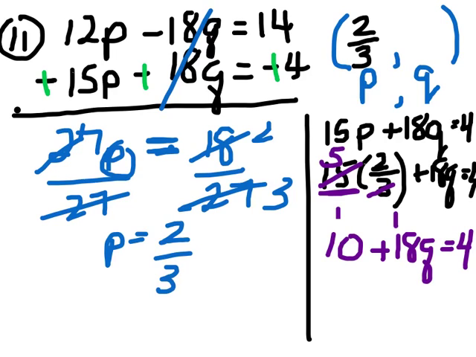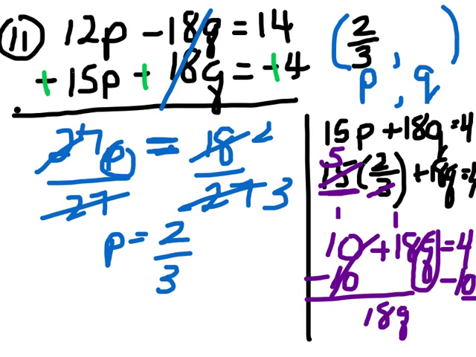What do I do first? Those of you who are following. If I want to get Q by itself, subtract 10. Thank you. Subtract 10. So 18Q is what, negative 6? And if you divide both sides by 18, you'd have Q is negative 6 over 18.